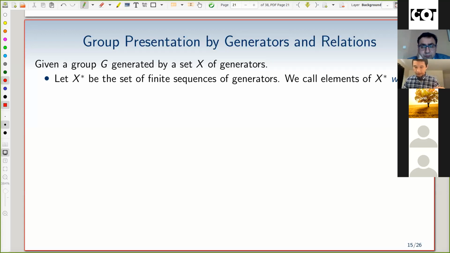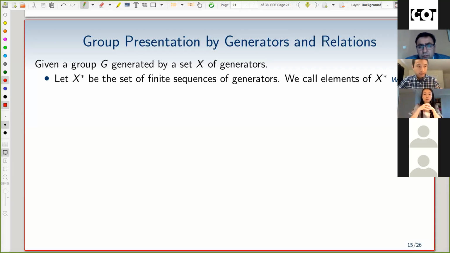So given that algorithm, we want to find a group presentation by generators and relations. The generators and relations in our title actually means we have a group presentation. By group presentation, we mean: given a group, given a generating set X generated by the generators, we can consider the X as symbols. We can consider X star, the finite sequences of generators. A finite sequence of symbols, we also call it a sequence of words.